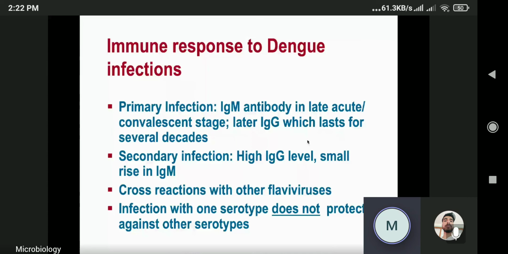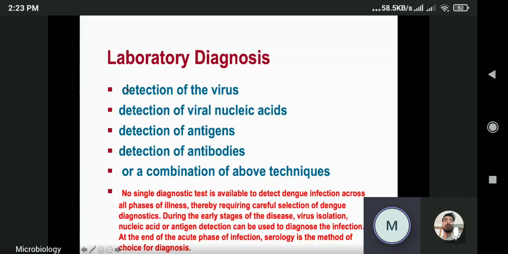So now how do you diagnose? That is, you will detect the virus, and detect viral-specific nucleic acid. Detection of virus means electron microscopy, culture. We can do cell culture also, but this is not routinely done. Detection of viral nucleic acid is done routinely.